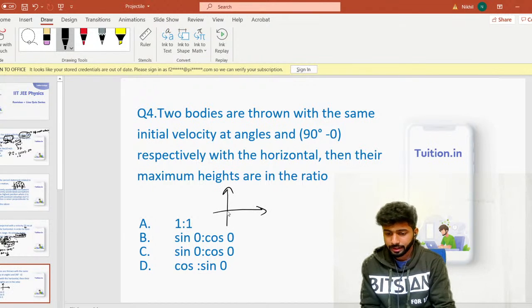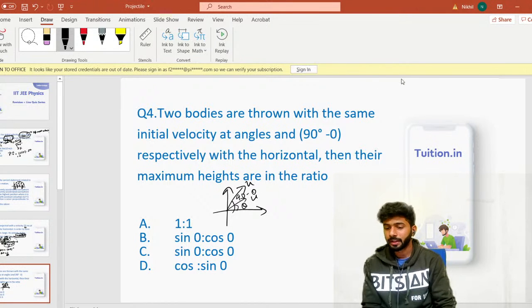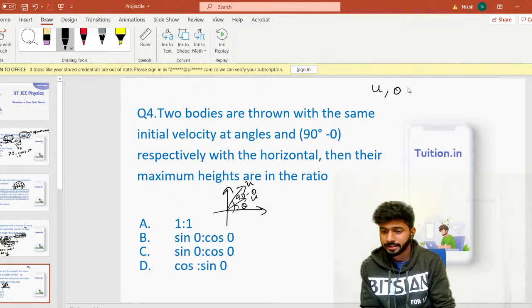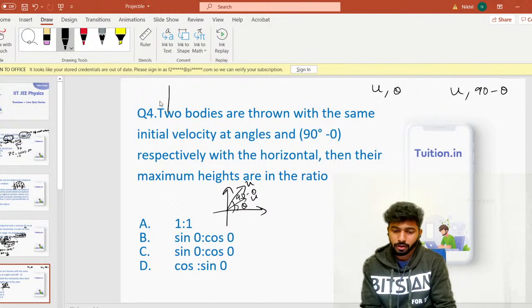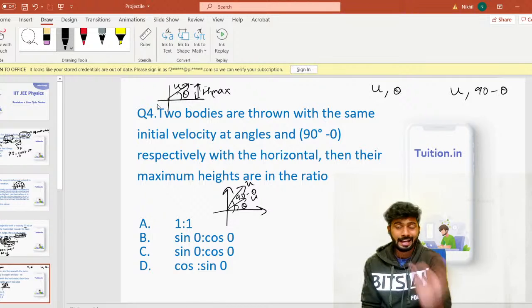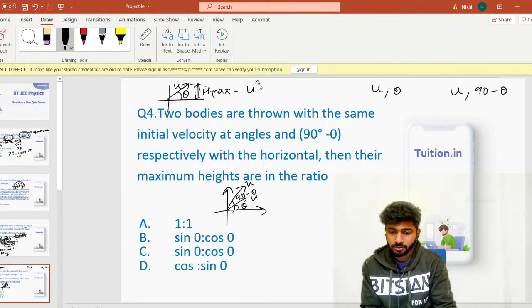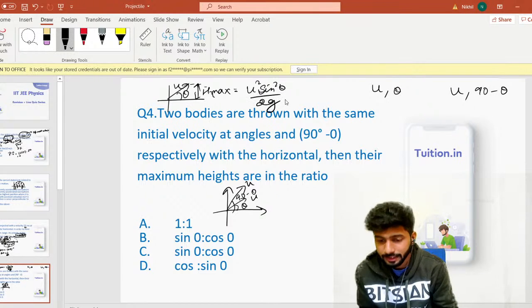You have one body projected at an angle theta and another body projected at an angle 90 minus theta, and both have the same velocity u. The ratio of their maximum heights is asked. If you project a projectile with initial velocity u and angle theta, the maximum height formula is u square sine square theta by 2g, correct?